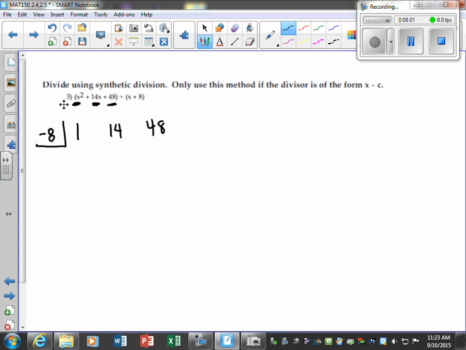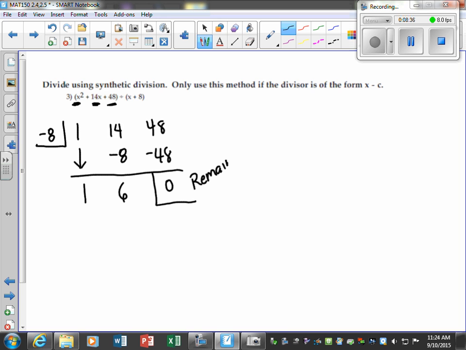So for synthetic division, put them in order, line them up, and bring your negative 8 in the box. Here's the step: drop the first term. Always drop the first term. Multiply right here, negative 8 times 1. Add down: 14 plus negative 8 is 6. Then you start over. Multiply: negative 8 times 6 is negative 48. Add down. The last box is always your remainder box.